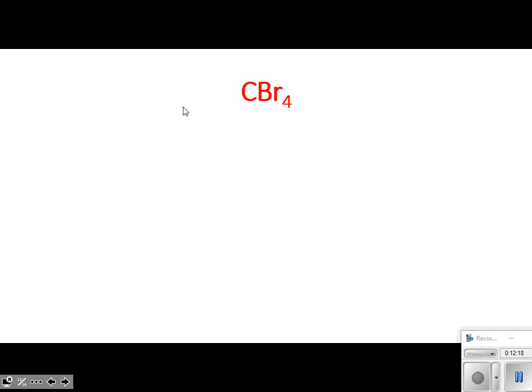Let's go the other way. CBr4. My least electronegative goes first. It is carbon here. So I have carbon. How many carbon do I have? 1. So is that monocarbon? Not on the first word. We don't use mono on the first word. Remember, it's all caps. Do not use mono on first word.